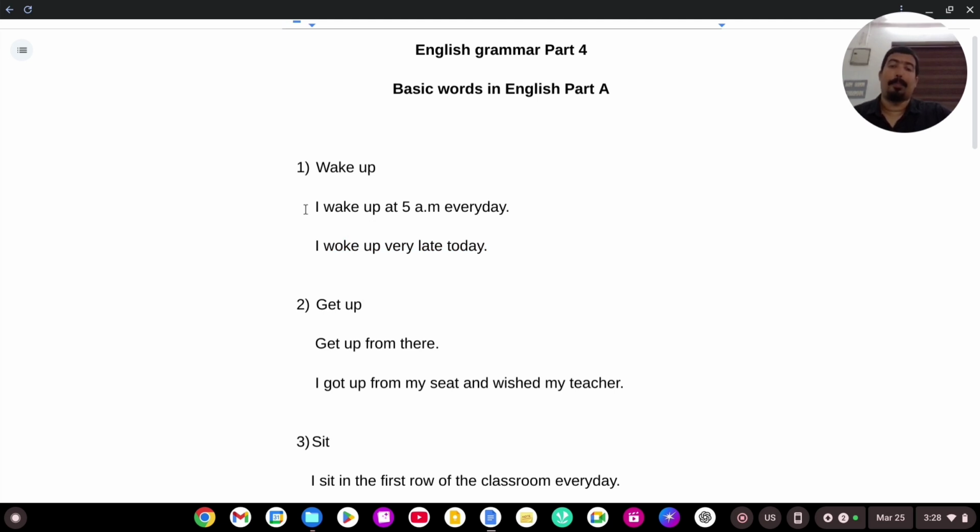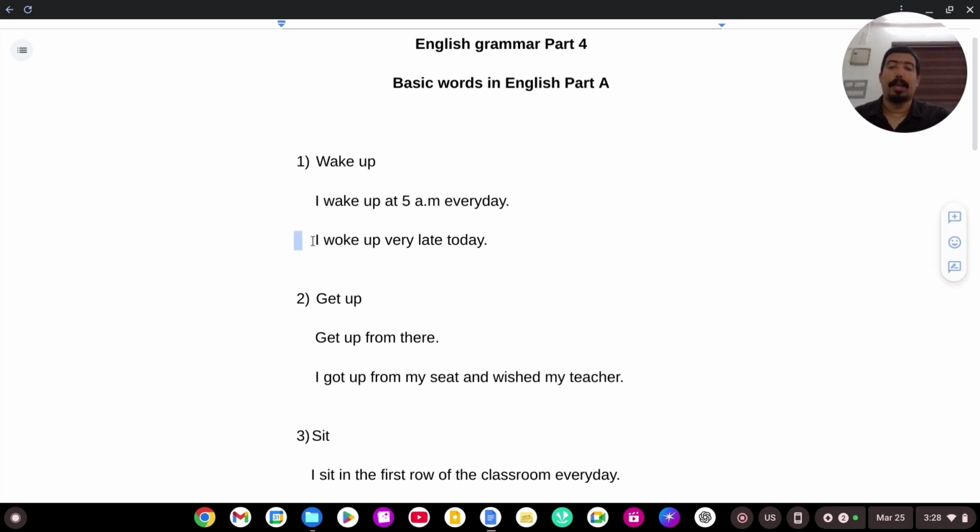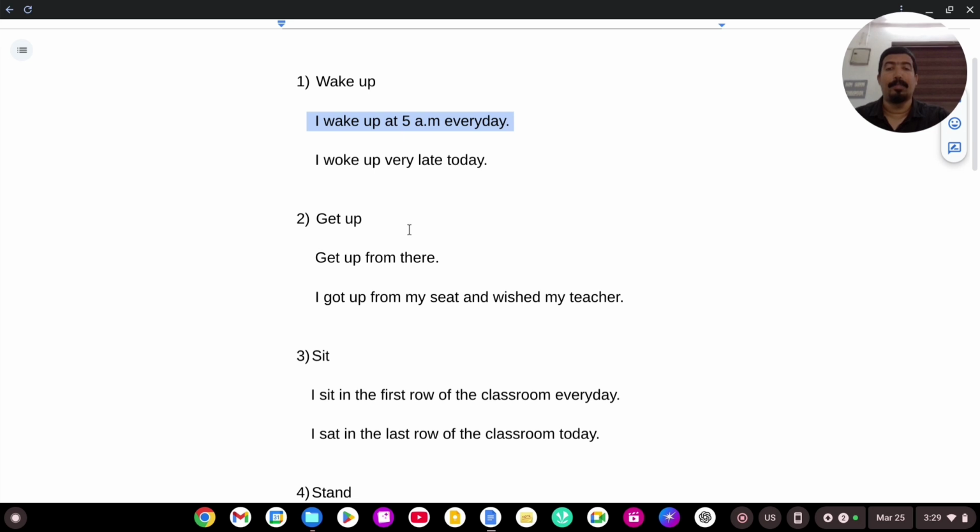See the difference here. I wake up at 5 a.m. That means something that you do every day. That is your habit. I woke up very late today. Here woke up is a completed action. This is the second form of verb, woke up. Okay. This is something that you did today, that is completed. Look at the screen, I am highlighting a sentence. This is something that I do on a regular basis. I wake up at 5 a.m. every day. That is a habit.